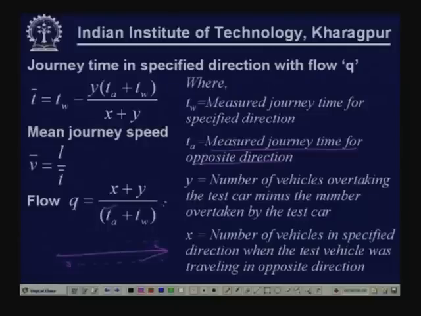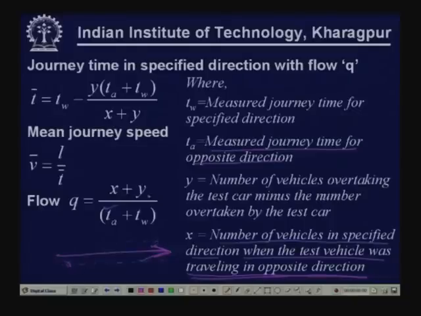And x and y: x is the number of vehicles in the specified direction met by the test vehicle when the test vehicle was traveling in the opposite direction. So, when the test vehicle was traveling in the opposite direction, how many vehicles moved in the specified direction. We are trying to find out the flow in this direction.